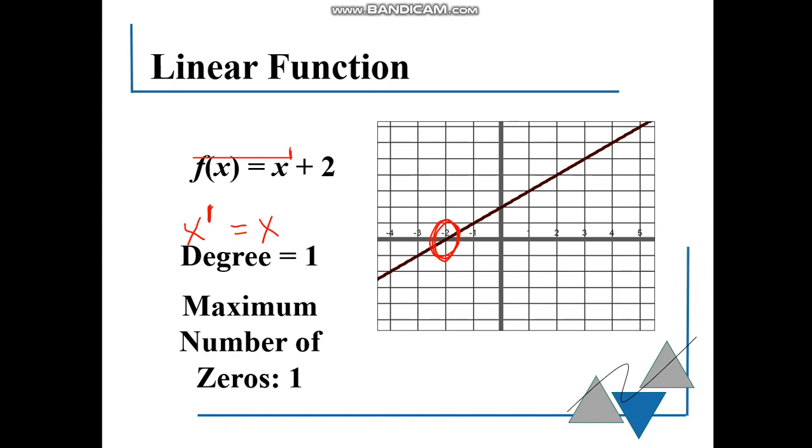So try to imagine drawing a line. Can we draw a line that has more than one x-intercept? Well, no, because if it crosses once, it would have to bend to cross again, and lines don't bend, right? So it either has no x-intercepts or it has 1, because the maximum is 1.